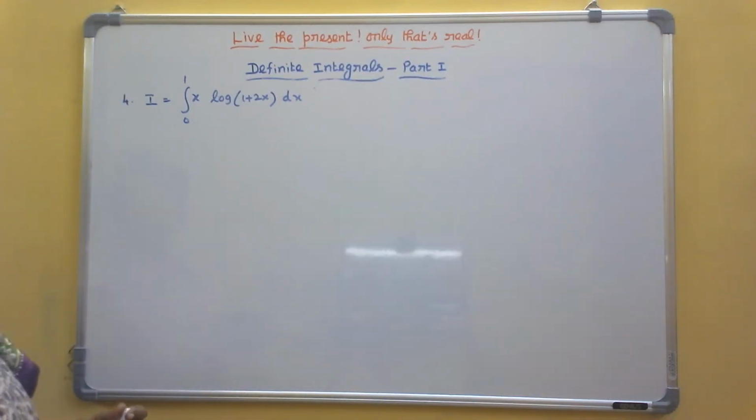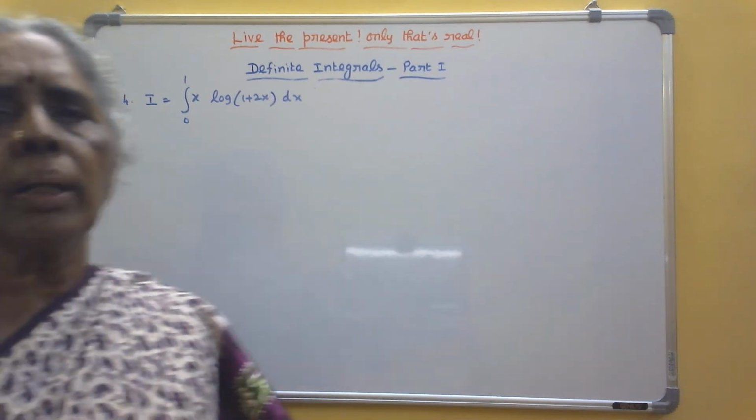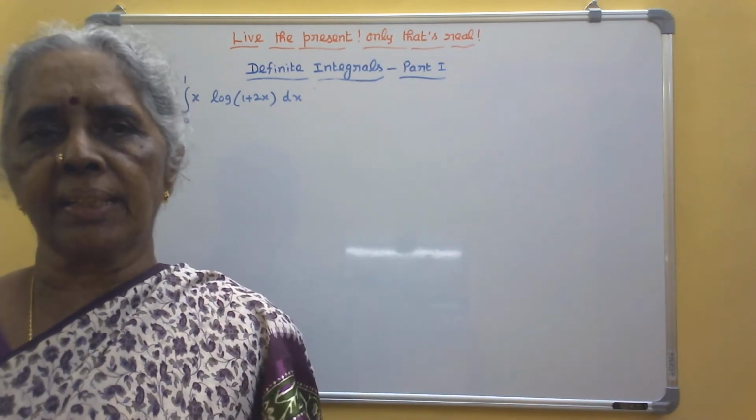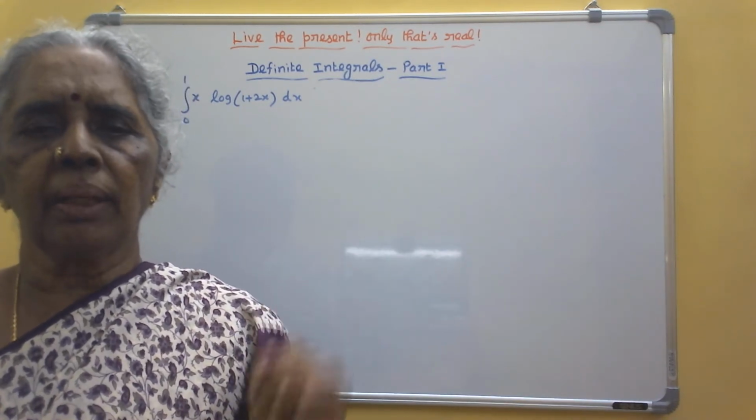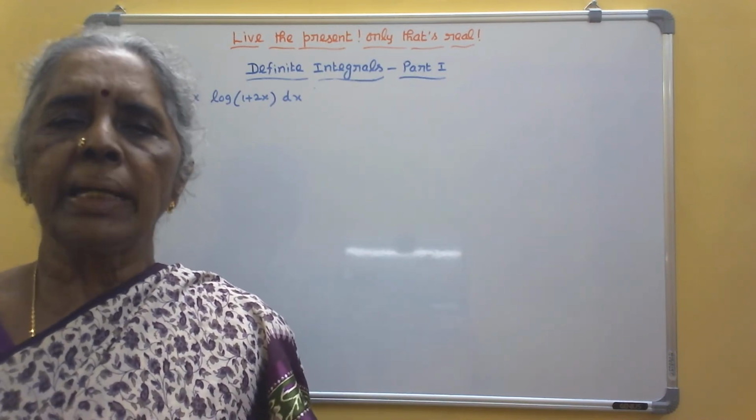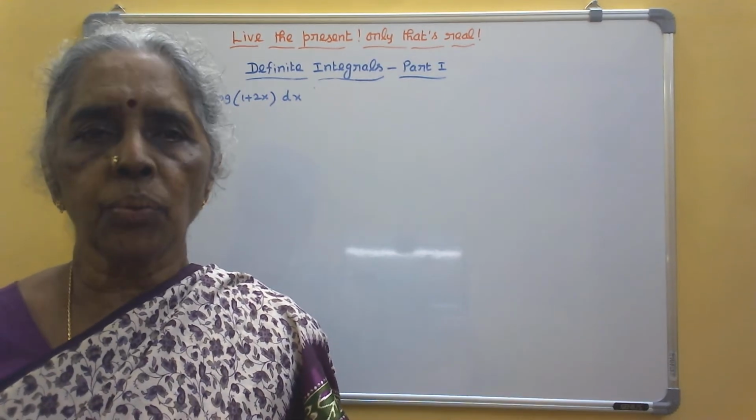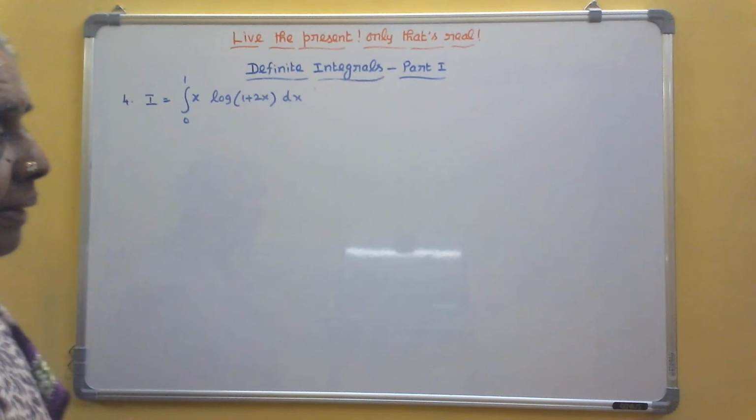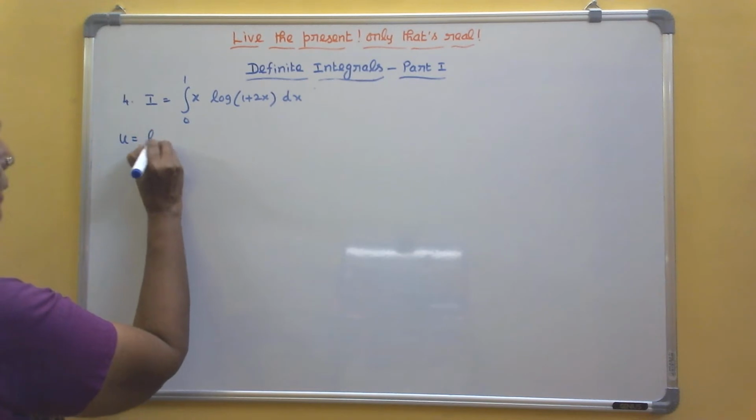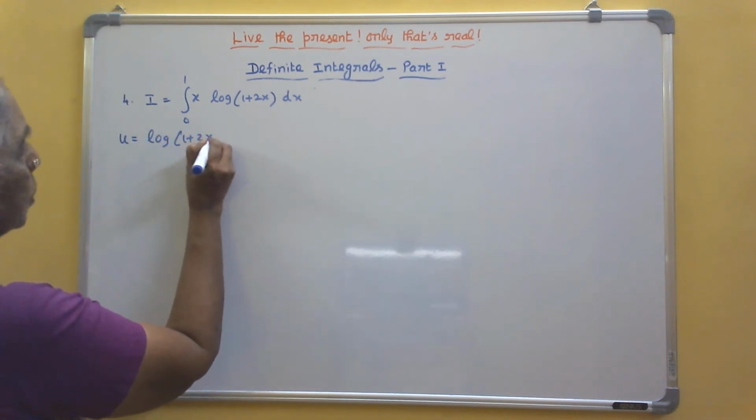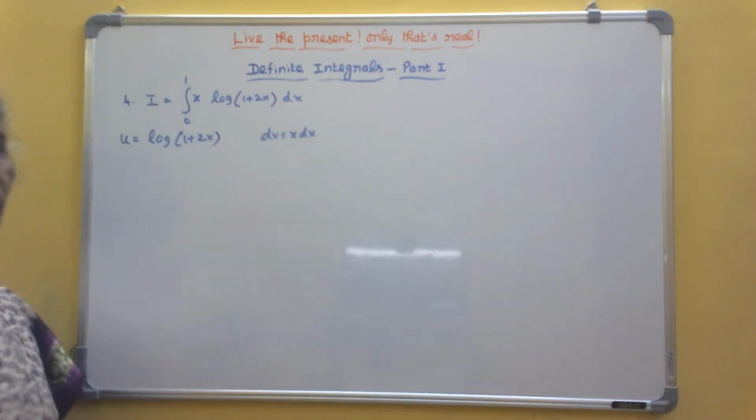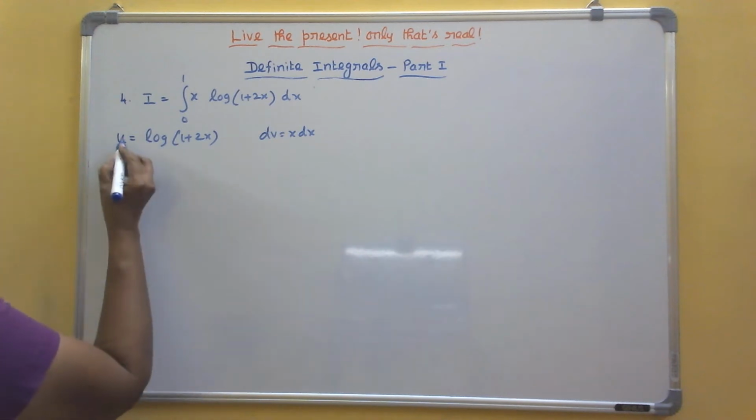Fourth one, I is equal to integral 0 to 1 x log 1 plus 2x dx. You can see in the integrand two different functions. x is the algebraic function and log 1 plus 2x is a logarithmic function. So you have to use integration by parts. Using the ILATE rule, L comes before A, that is the algebraic function. So we will take the u function as log 1 plus 2x and x dx will become the dv function.